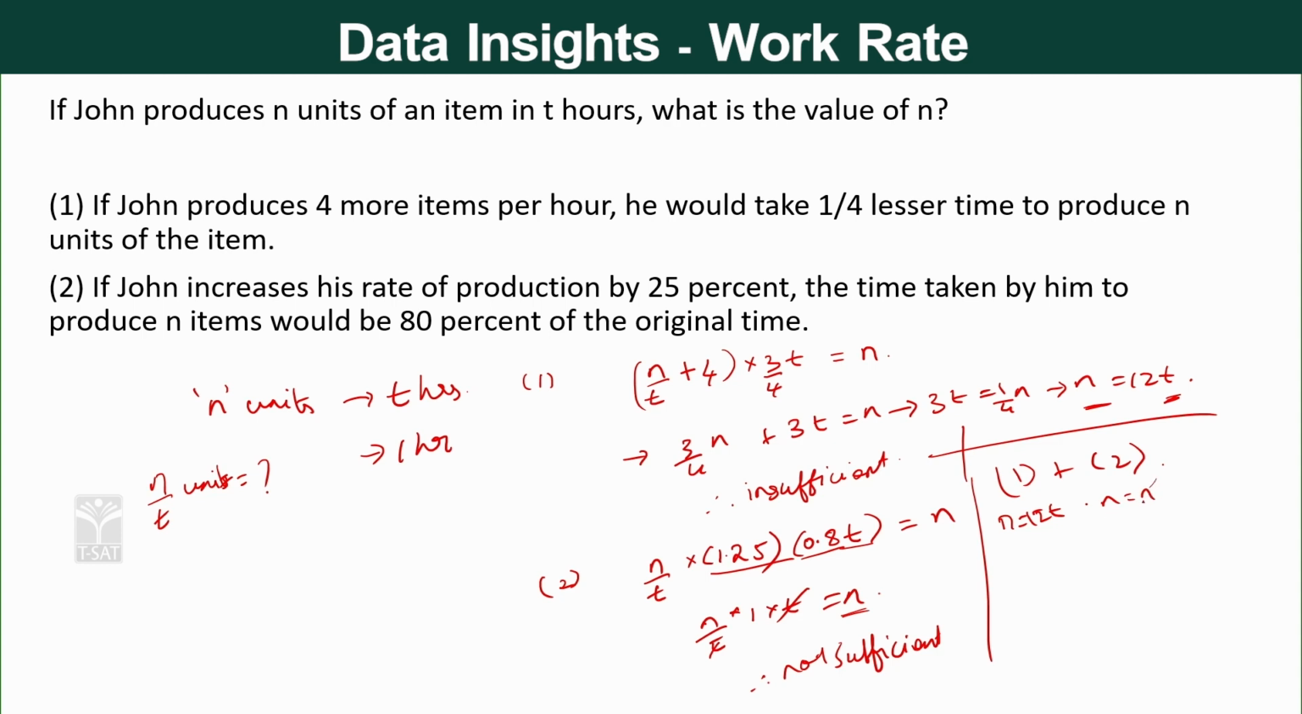It is nothing but an axiom. So, this n equals 12t is not sufficient information to calculate anything about the value of n. Therefore, the answer option becomes E, when both statements together are also not sufficient to answer the question. Let us move to the next question now.